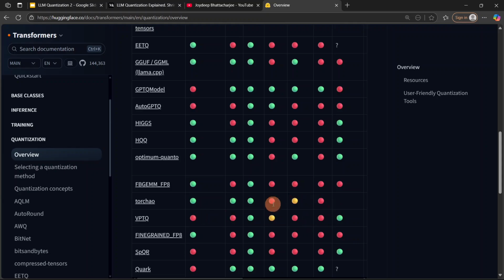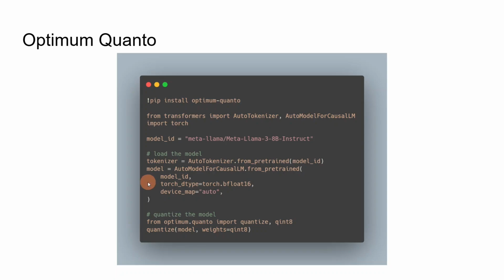Since there are a lot of quantization papers, we are only going through the important ones, which are in Hugging Face, somewhat new and somewhat in use. We will start with linear quantization and how to do linear quantization using Optimum-Quanto. We have discussed Optimum-Quanto in the previous video as well. This is a fairly new library with a release in October 2023.